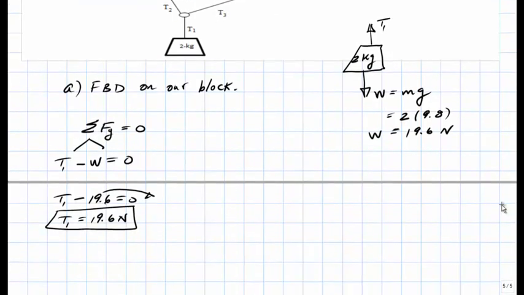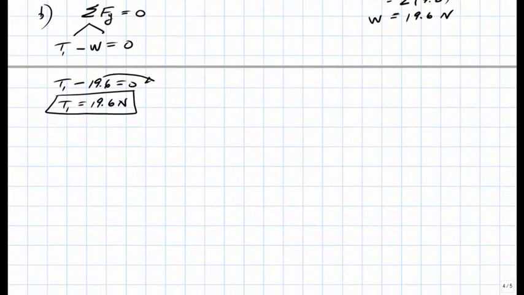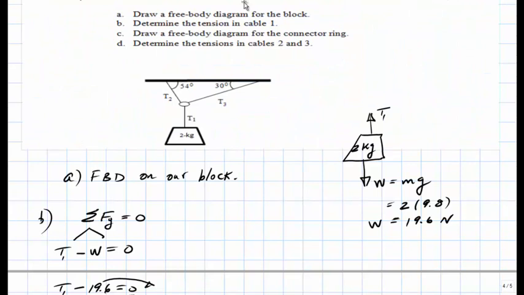Let's move on to part C right now. And by the way, this is the answer to part B. Let's label it as such. In part C, we want to draw a free body diagram on the connector ring. Here's the connector ring, and can you identify the forces that are acting upon it?